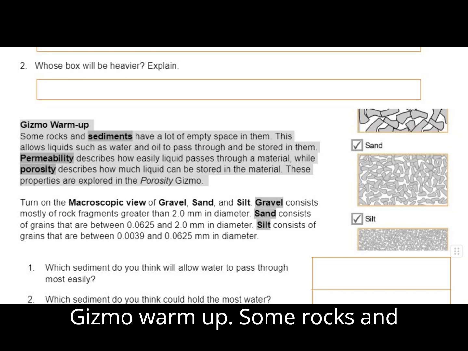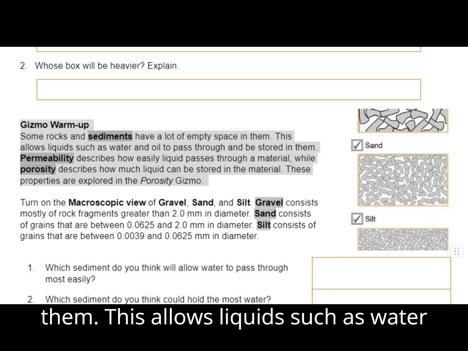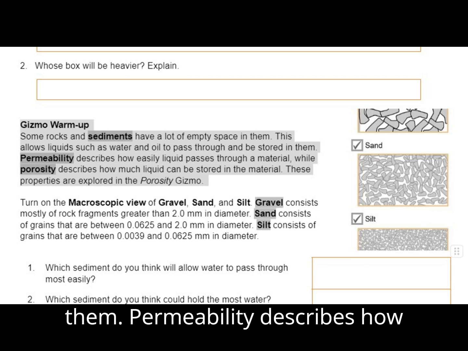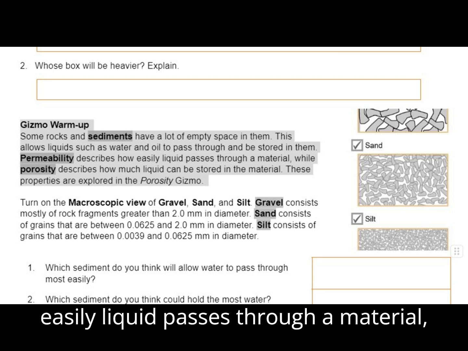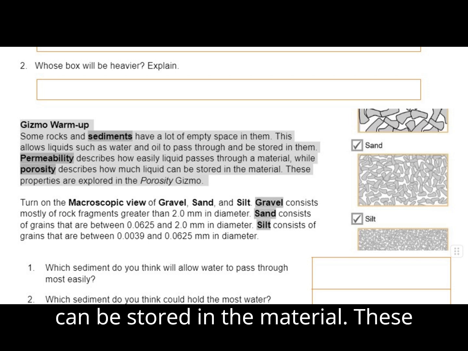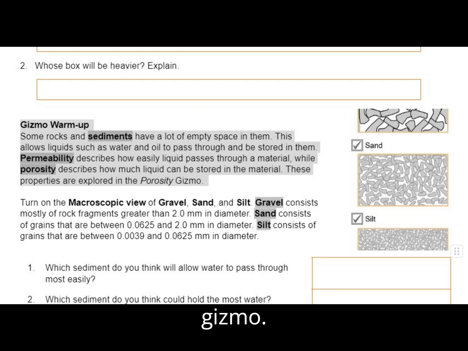Gizmo warm-up. Some rocks and sediments have a lot of empty space in them. This allows liquids such as water and oil to pass through and be stored in them. Permeability describes how easily liquid passes through a material, while porosity describes how much liquid can be stored in the material. These properties are explored in the Porosity Gizmo.